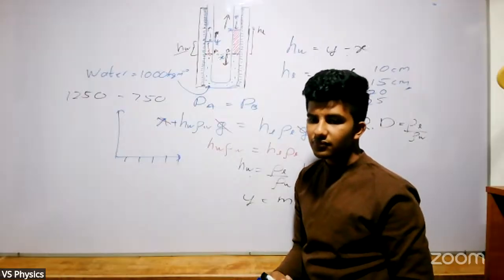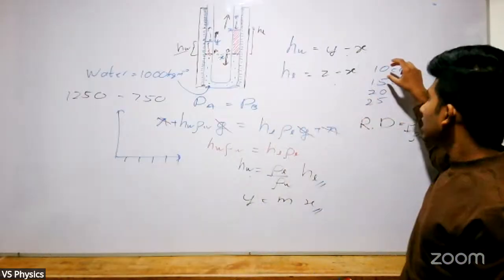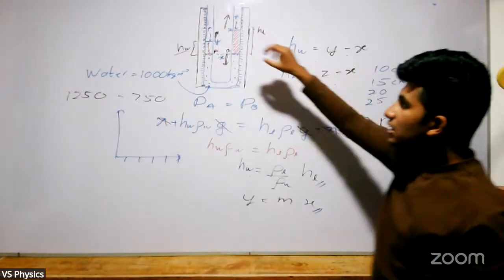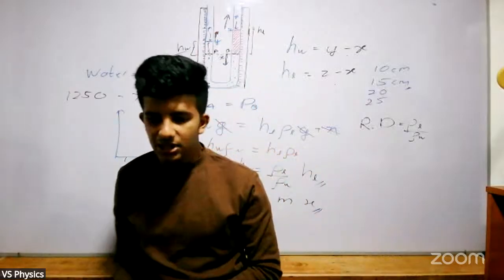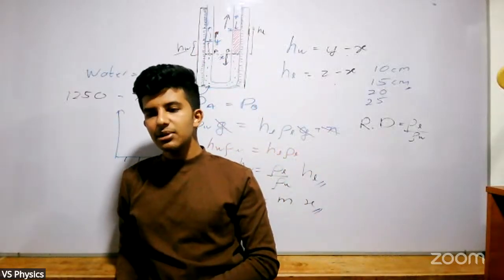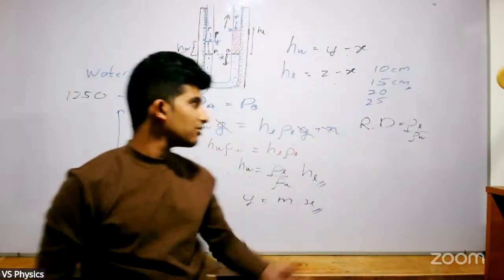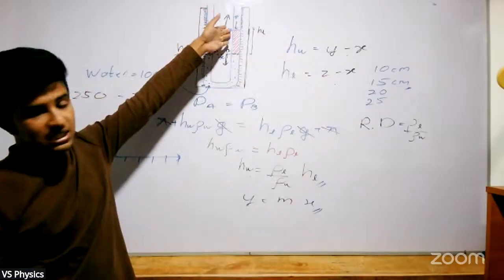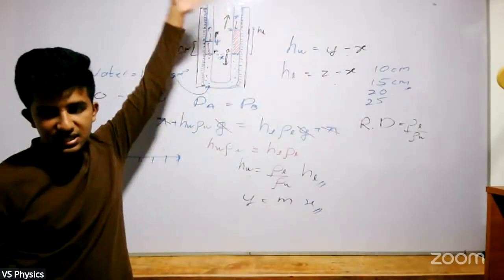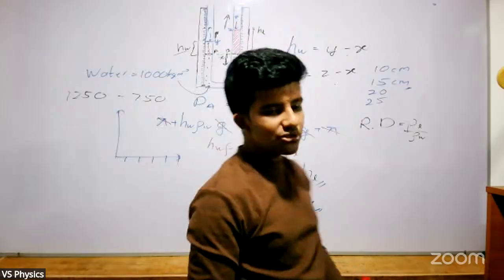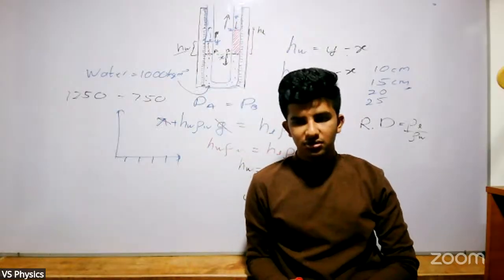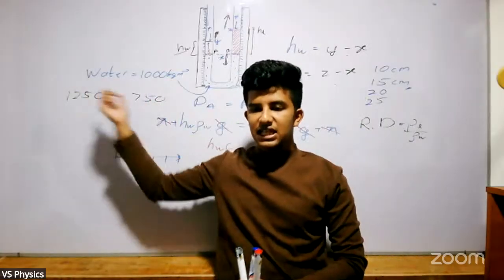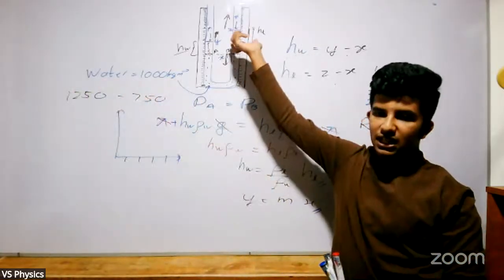Why? If the water has to move by 5 centimeters, then the other liquid has to move 10 centimeters, which would be 6 times, 60 centimeters. The tube is not that long. So we normally take liquids of this range if we are finding their relative density.